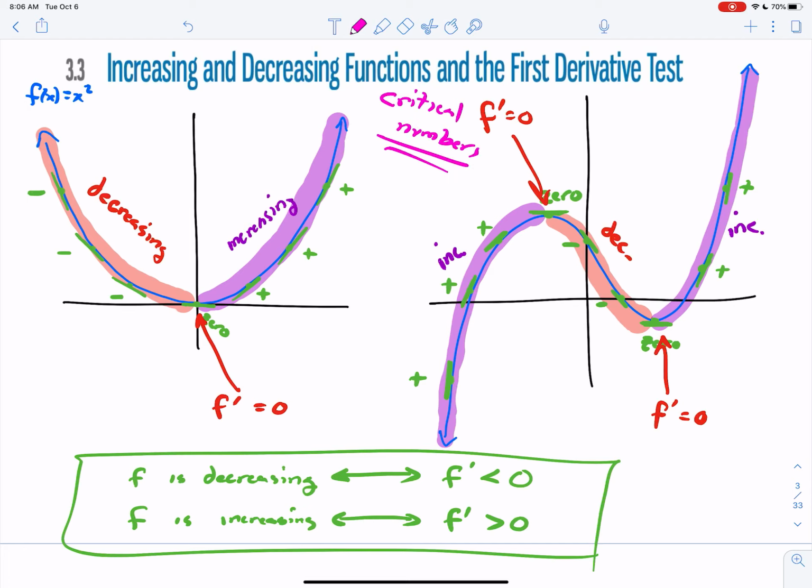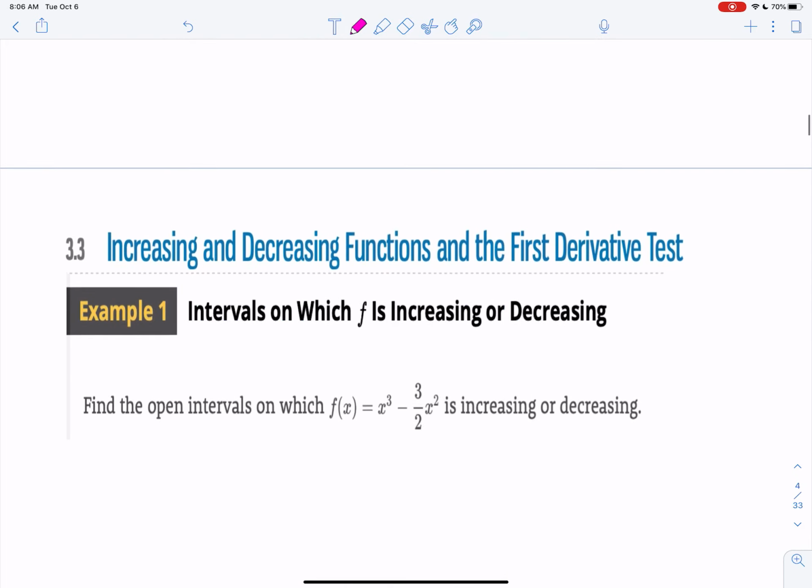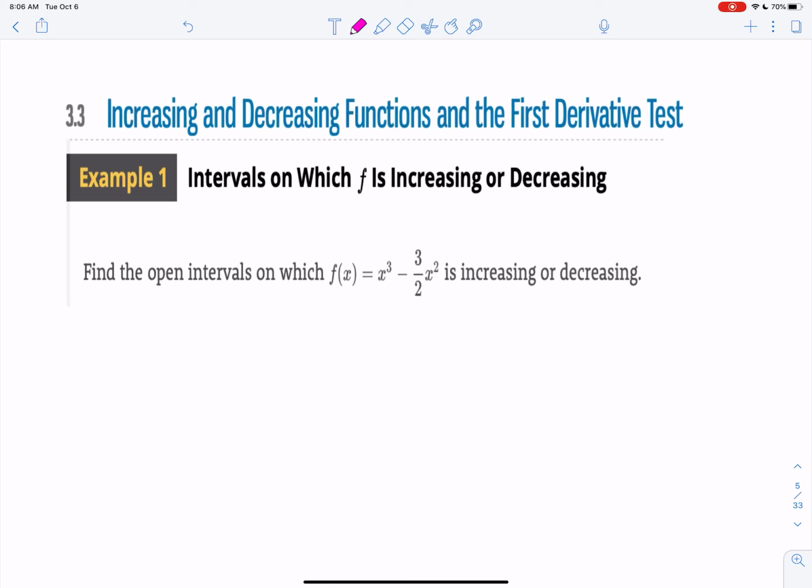So here we go. Here's example 1. We'll do a couple of these just to make sure you guys are comfortable, but go ahead and press play whenever you're ready. Find the open intervals on which f of x equals x cubed minus 3/2 x squared is increasing or decreasing. So if you want to know if something is increasing or decreasing, the first thing you've got to do is find out where it separates.